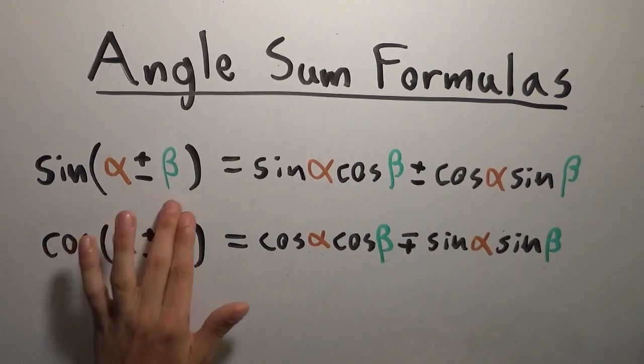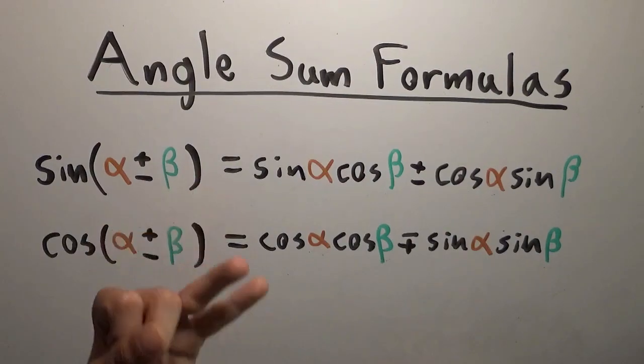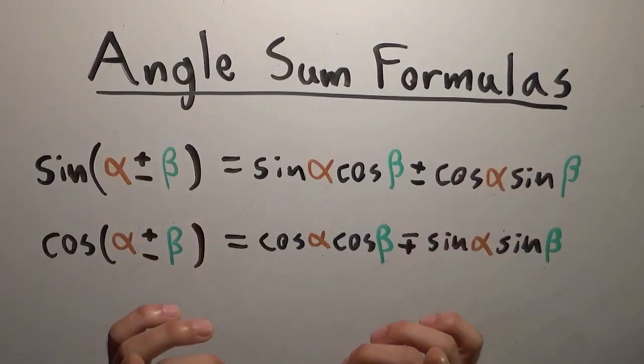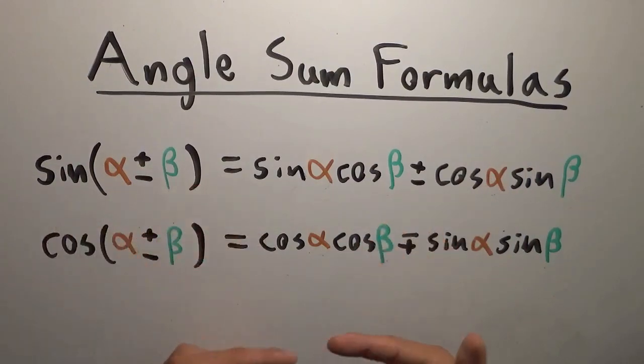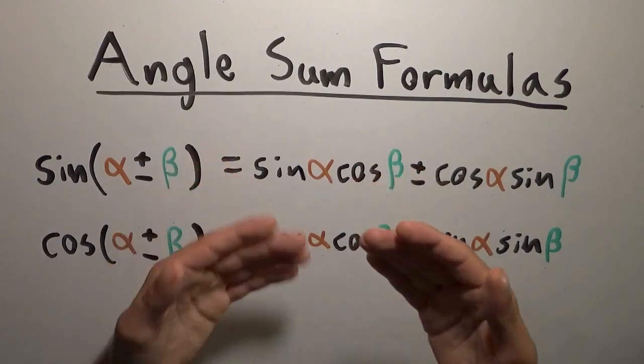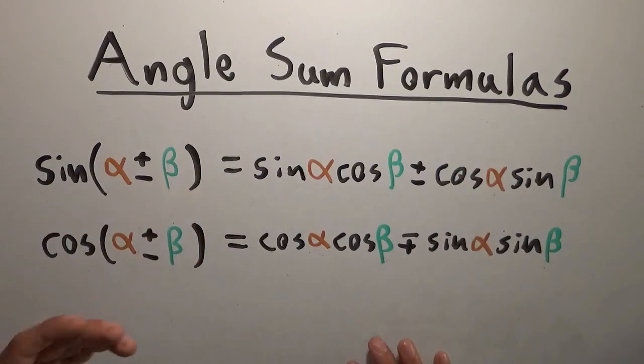Now, alpha and beta are any two angles or numbers that you want to plug into these equations. They could be positive, negative, complex, they could be anything you want, and these formulas will always hold. But today, we're not proving that. We're only proving it for where the sum of alpha and beta is between 0 and 90 degrees, or 0 radians and pi over 2 radians.